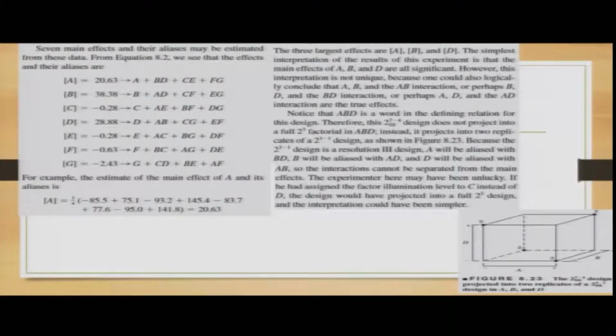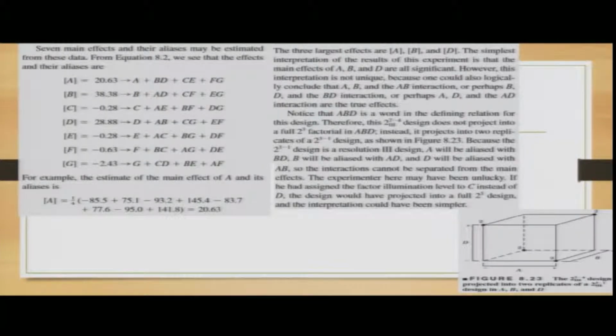The 3 large effects, which are the combined effect of A, the combined effect of B and the combined effect of D, are found. The simplest interpretation of the results of the experiment is that the main effects of A, B, D are all significant and you will consider them accordingly. However, the interpretation is not unique, because one can also logically conclude that different combinations of A, B, or perhaps interactions of B, C and D, and different combinations can give you the same effect.